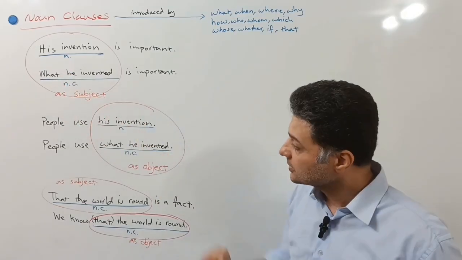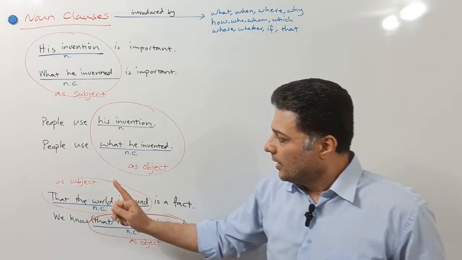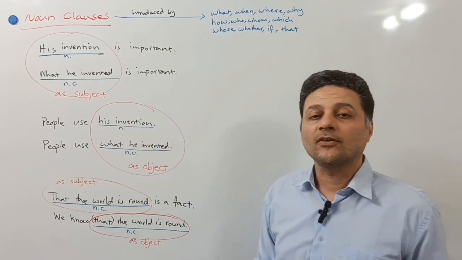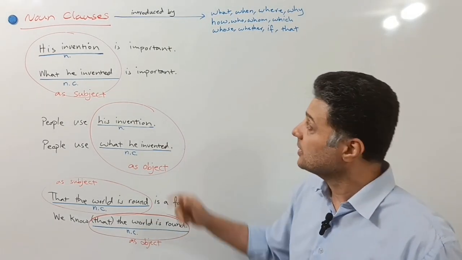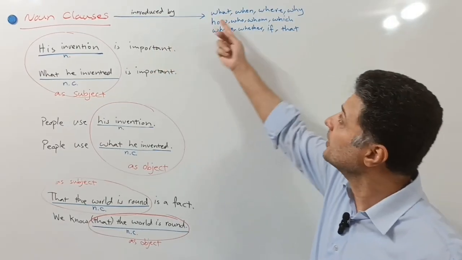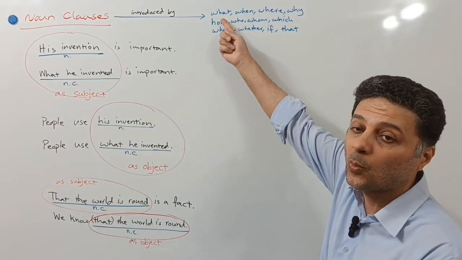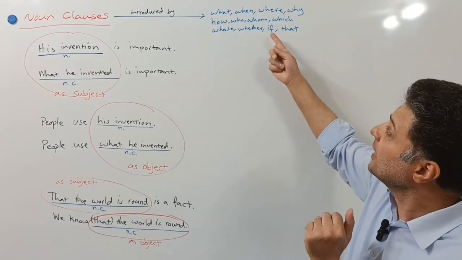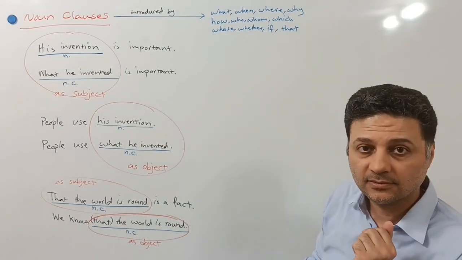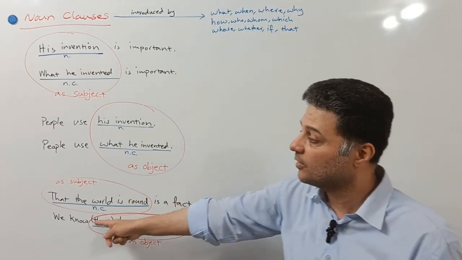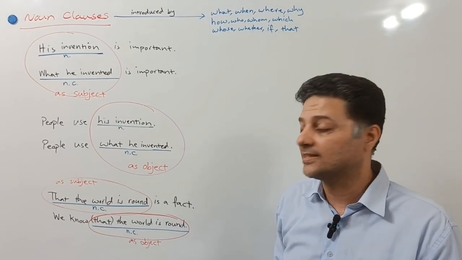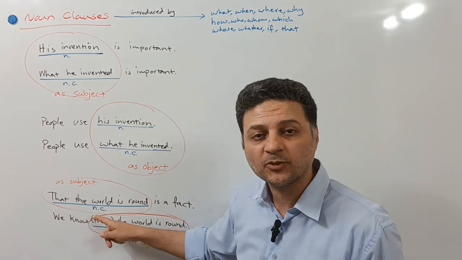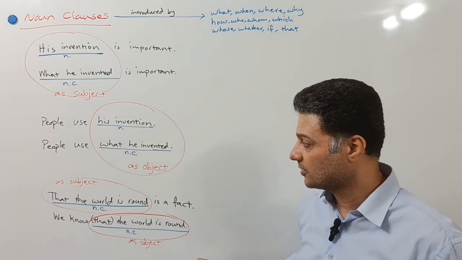Now, I gave this other example because noun clauses are usually introduced by relative pronouns, such as what, when, how, and also whether, if, and that. Okay, this is the example of that, right? Here I used two sentences. The first one is used as a subject, the second one as an object, all right?